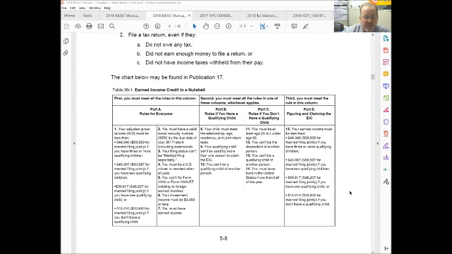Your filing status cannot be married filing separate. Probably one of the first times we really see the damage of doing married filing separate. So you cannot file married filing separate, claiming the kids, and expect to get the earned income credit. You must be a U.S. citizen or resident alien all year. You can't be filing anything with foreign income on a 2555.